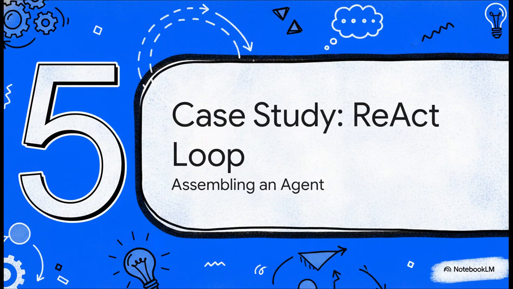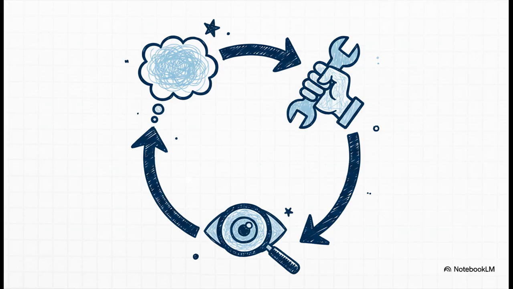Okay, theory's done. Let's put all these pieces together into something real. We're going to build the classic ReAct agent, a perfect example of a powerful loop that combines reasoning and action. So the ReAct pattern is pretty much a foundation for a lot of modern agents. It stands for reason, act. The agent reasons about a problem, decides on an action, usually calling a tool, and then observes the result to start the reasoning process all over again.